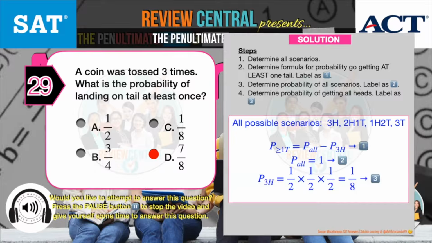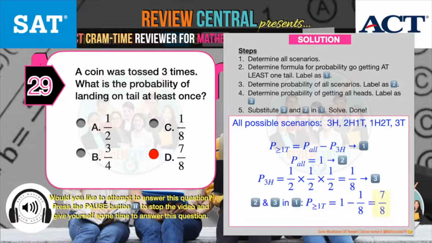And what about the probability of getting 3 heads? The probability of getting a head when you toss a coin is 1/2. Therefore, the probability of getting 3 consecutive heads should be 1/2 times 1/2 times 1/2, or 1/8. Let's label this as 3. Now we can substitute the values from 2 and 3 into our formula in 1. We should quickly arrive at 7/8 as the probability of getting at least a tail when tossing a coin 3 times.